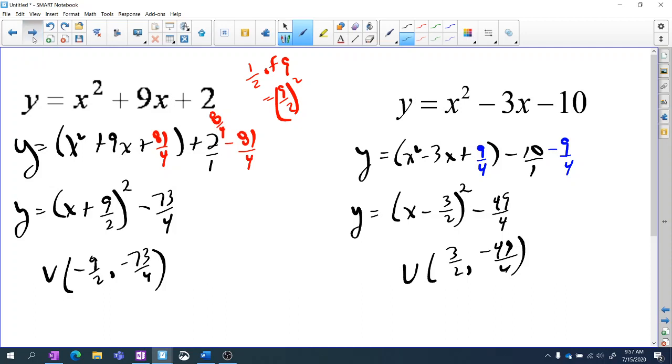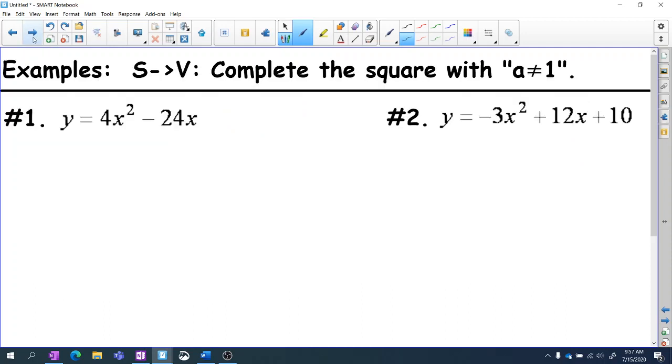So what we want to look at now is what if the number in front is not a 1? How are we going to deal with that? So the first one I've got here is 4x squared, take away 24x. Well, there's an extra step to these questions, and it is this.